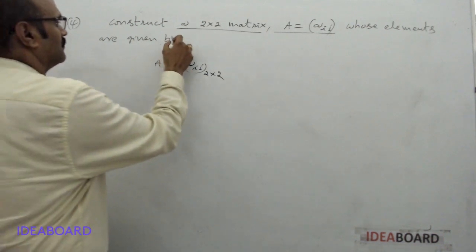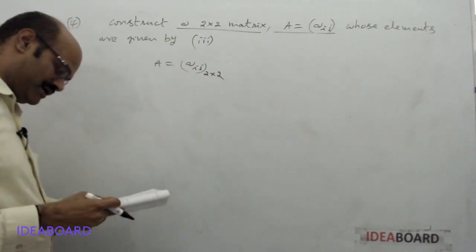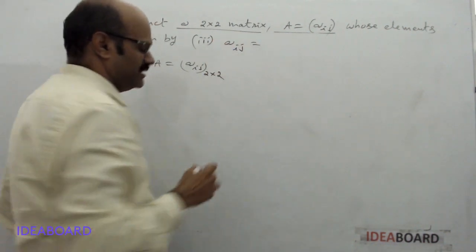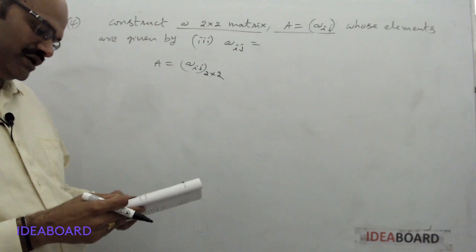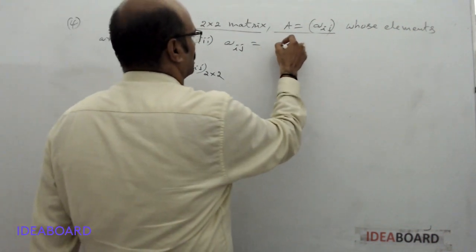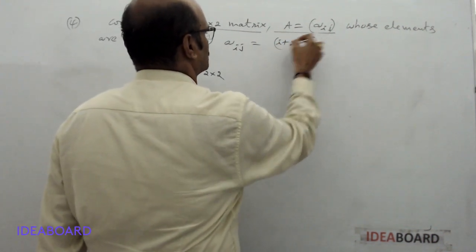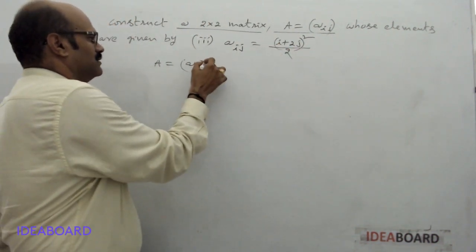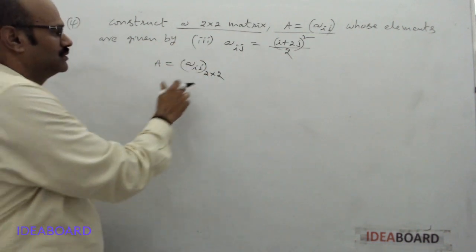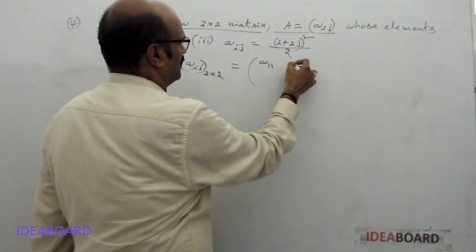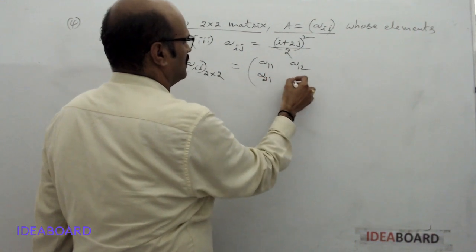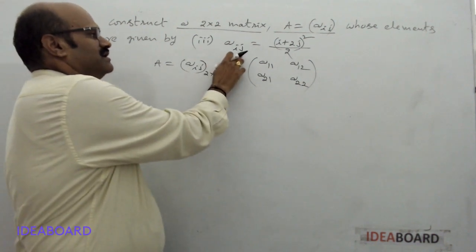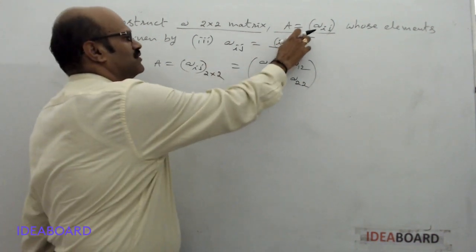Third problem. Third problem is given by Aij equal to, the element Aij equal to (i plus 2j) whole square by 2. Now here the matrix A equal to A11, A12, A21, A22. Aij is defined by (i plus 2j) whole square by 2.